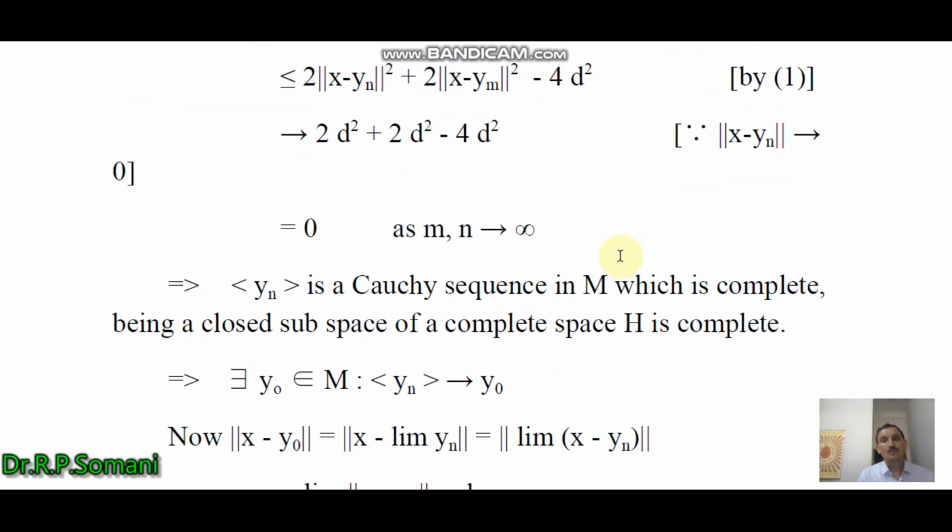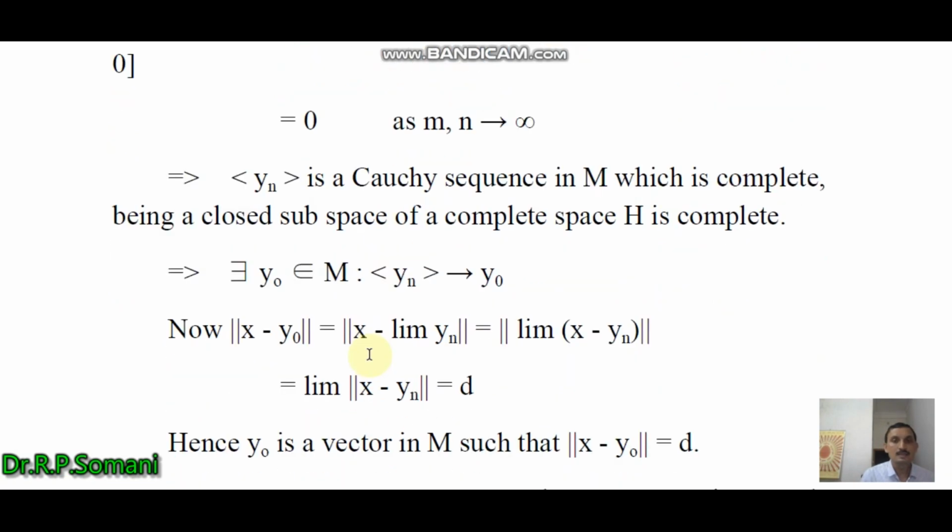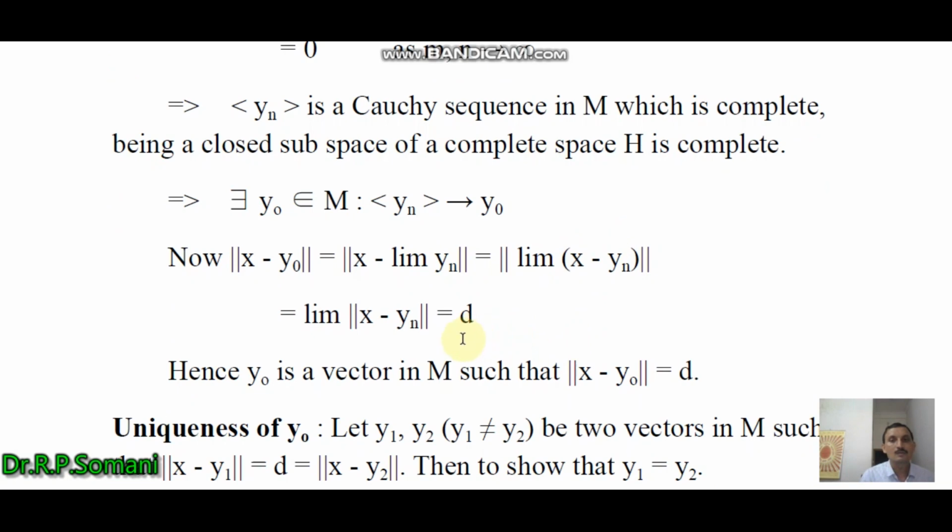So therefore yn is a Cauchy sequence in M, and as M is complete, being a closed subspace of a complete space H, therefore there exists y0 belonging to M such that the sequence yn tends to y0. Now norm x minus y0 equals norm x minus limit yn, which equals limit norm x minus yn, and this is equal to d. Hence y0 is such a vector in M such that norm of x minus y0 equals d.